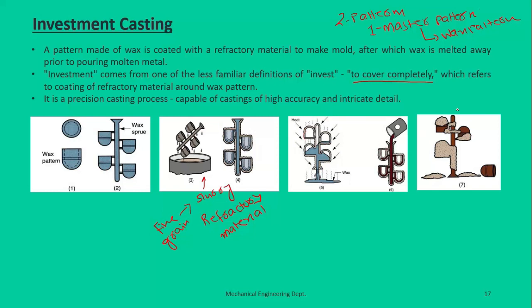Once it is solidified, the refractory coating, the mold cavity, can be broken away from the part surface, and we can take out our product. So this is how we perform this process, and it is called investment casting because invest means to cover completely. We are covering this wax pattern with the refractory material completely, dipping it into the slurry of the refractory material. That's why we call it investment casting. It is a very precision casting process because it gives very high dimensional accuracy, and we can cast products with great complexity in shape as well as intricate details.